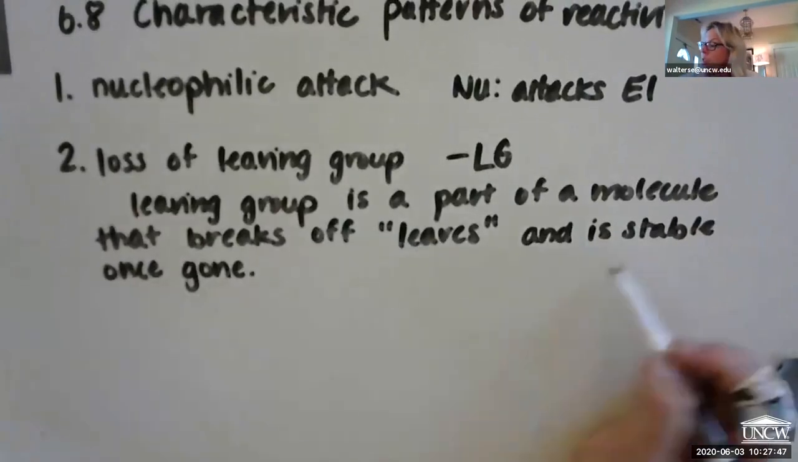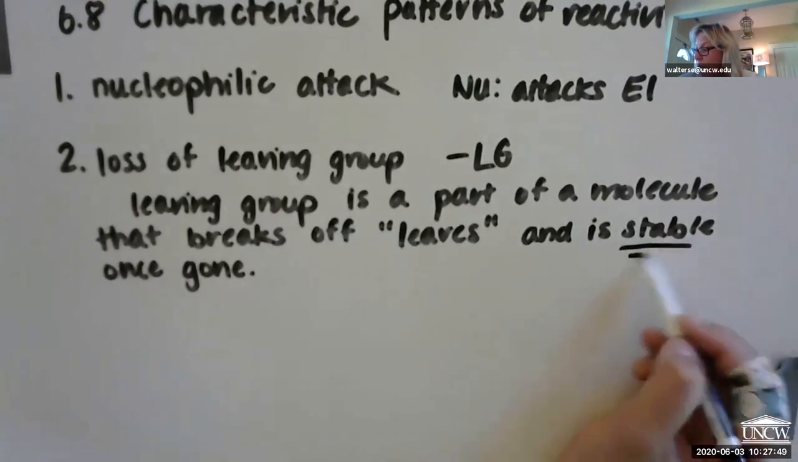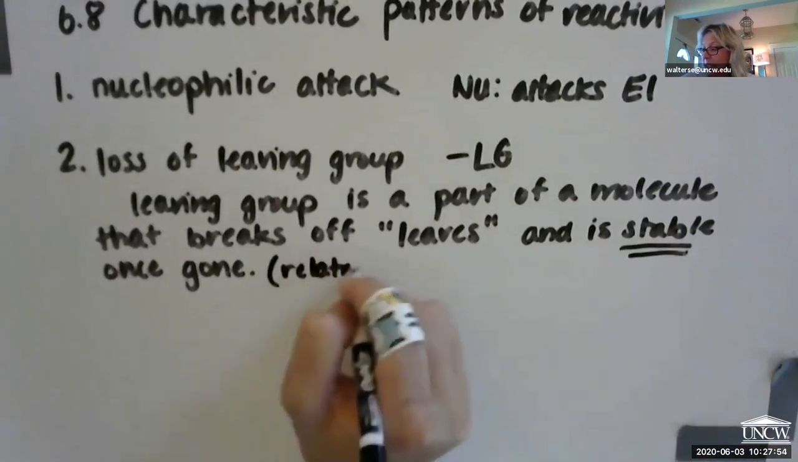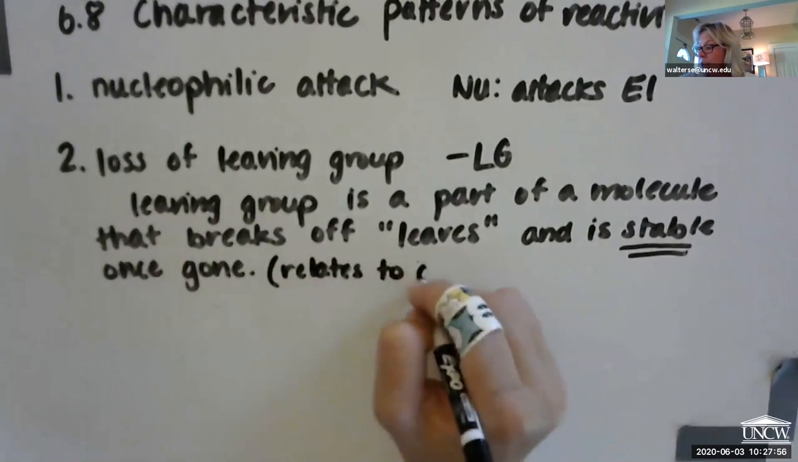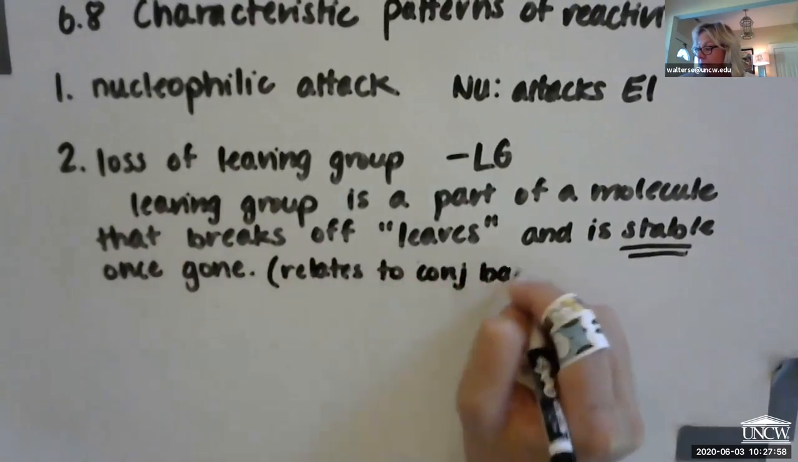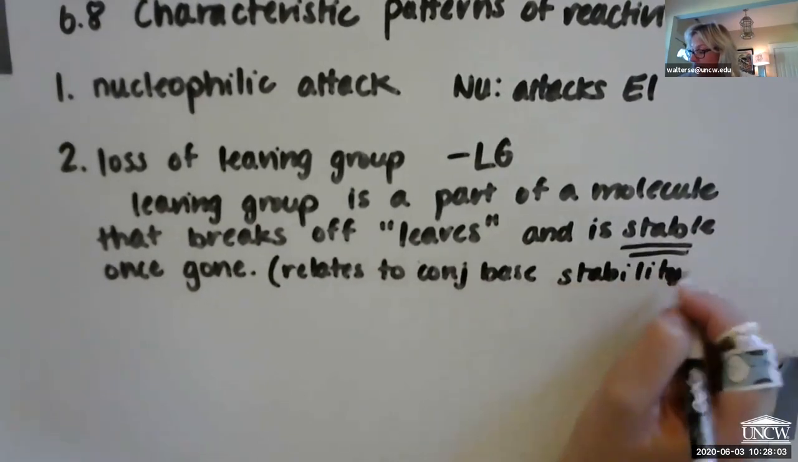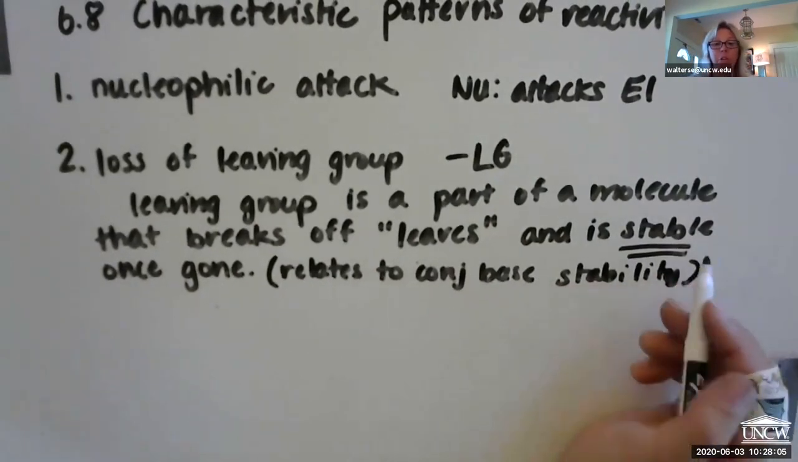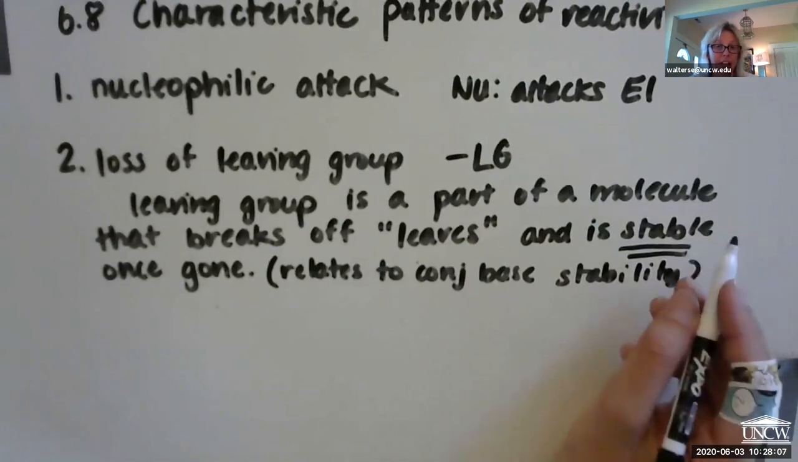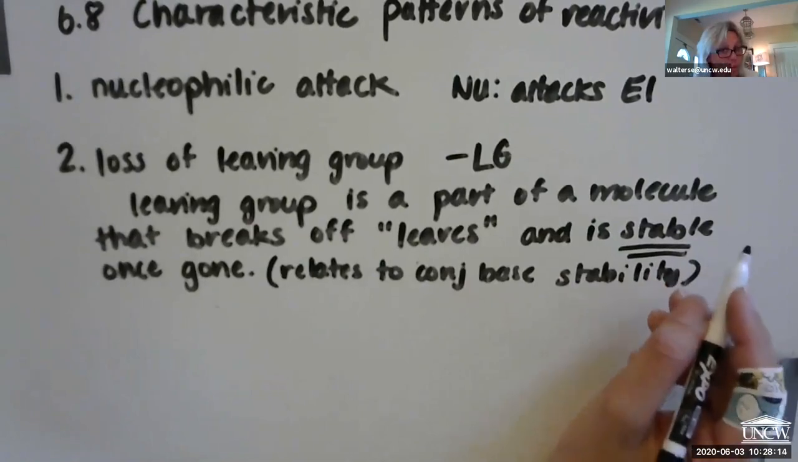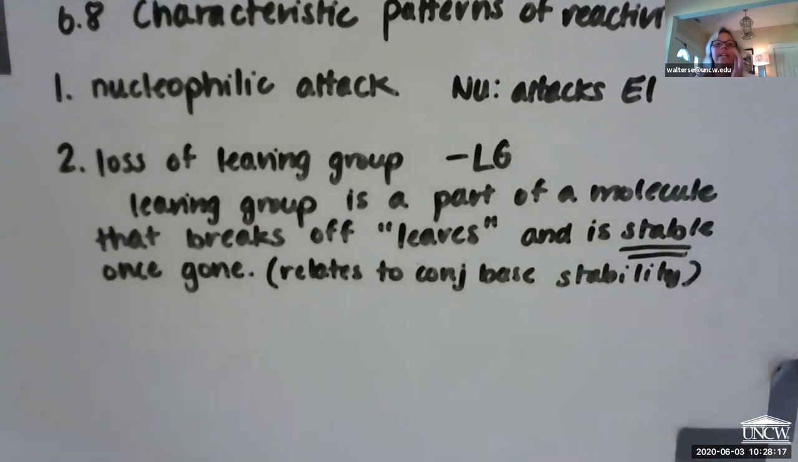So this idea of being stable once it's gone is going to relate to conjugate base stability. For example, if chloride breaks off of HCl, hydrochloric acid, and is stable, then if chloride breaks off of an organic molecule, it's also going to be stable. So stability is a property of that chloride anion.